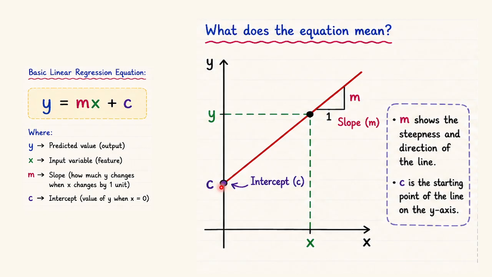Then we have m, which is the slope. The slope tells us how steep the line is and in which direction the line is moving. So m shows the steepness and direction of the line, and c tells us where the regression line crosses the y-axis, or in other terms, where it starts, its origin. So m is our slope and c is our intercept.